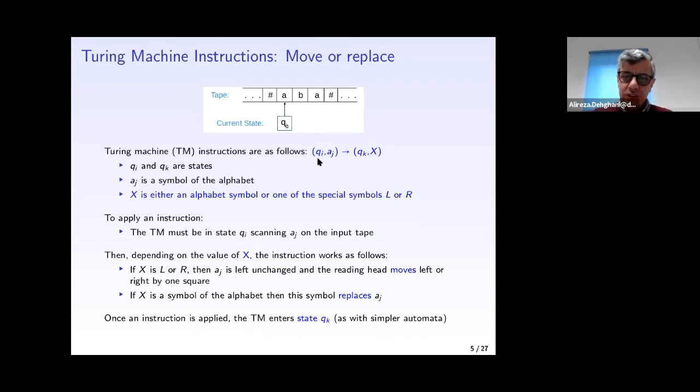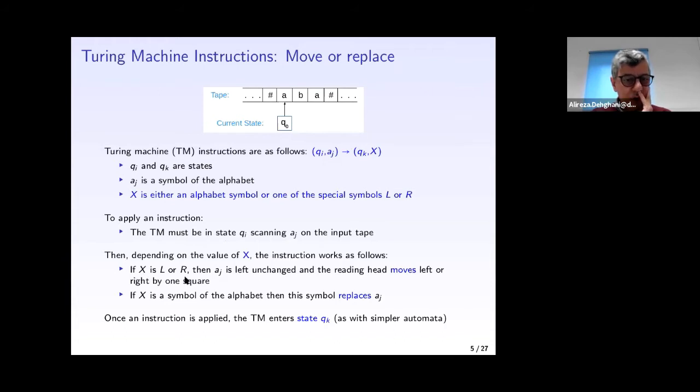So if you are in state Qi, you receive Aj at the head of the machine, and then you go to a new state Qk, and then what would happen? X. What does it mean? If X is a symbol, that means we will do something, and if X is L or R, that means something different. To apply an instruction, the Turing machine must be in state Qi, scanning Aj on the input tape. Then, depending on the value of X, the instruction works as follows.